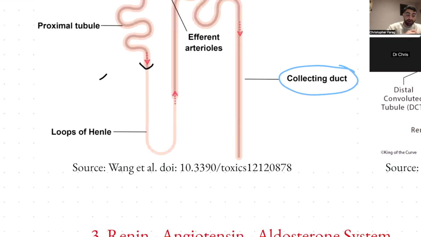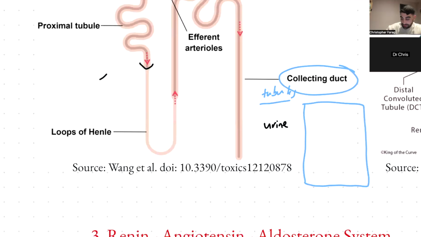So our collecting duct has principal cells, as we said. Now, if I draw a principal cell, this is the tubules on this side. So this is where our urine is. This is the principal cell, and this is the blood, our systemic circulation. So to clarify, this is me zooming into a part of the collecting duct.